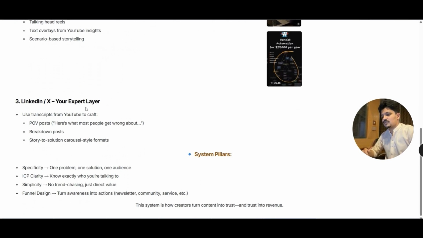Now, again, we got some system pillars as well. You have to execute these. You have to keep in mind these four pillars in order to nail this strategy. First is you have to be specific, right? One problem, one solution, one audience. Just keep this in mind: your content is not for everyone. ICP clarity, know exactly who you're talking to. Simple as that, right? Simplicity, no trend chasing, just direct value.